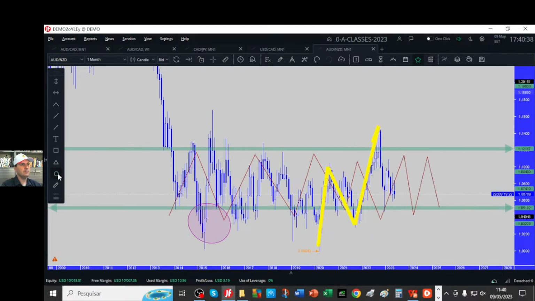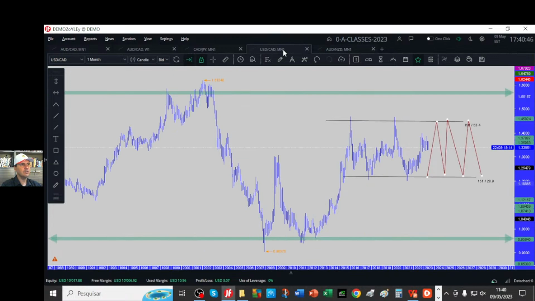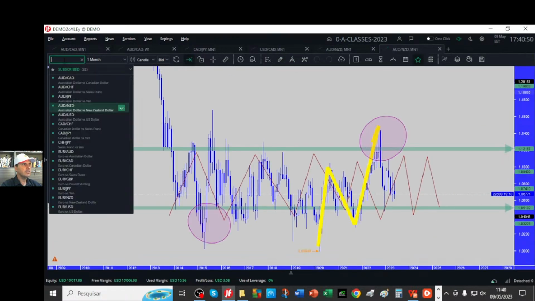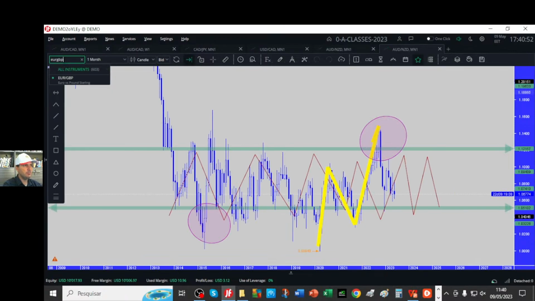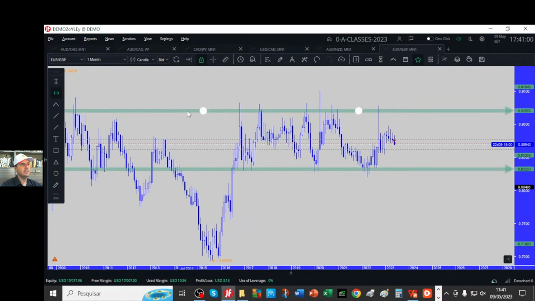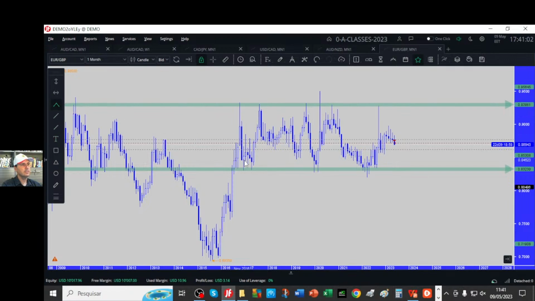So one more time, it confirmed the false breakout. This market is still in consolidation. Don't use the Fibonacci on AUD NZD. Don't use the Fibonacci on USD CAD. Don't use the Fibonacci on Euro GBP. Seeing here, everybody, still in consolidation, lower band, upper band. Fibonacci's don't work in here.